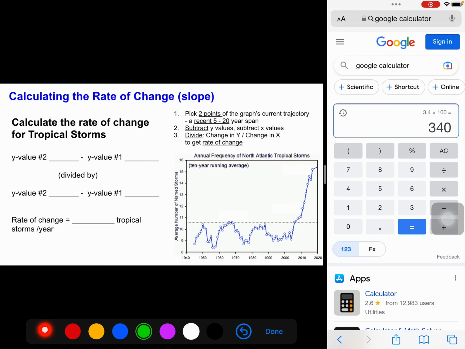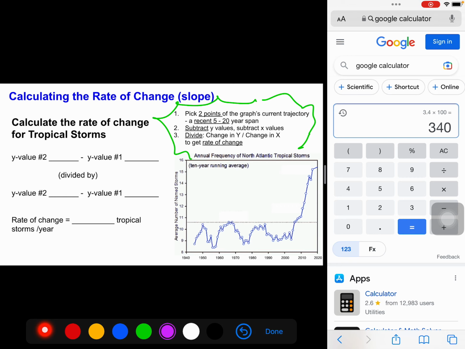So let's go for it. Again, we got our directions right here. First is to pick 2 points, current trajectory. Like I said, I'm going to stick within 10 years. I could easily go 15, to a midpoint, but I'm going to stick with what I can on the graph. So 2010, 2020 are really easy to read, so that's what I'm going to use.